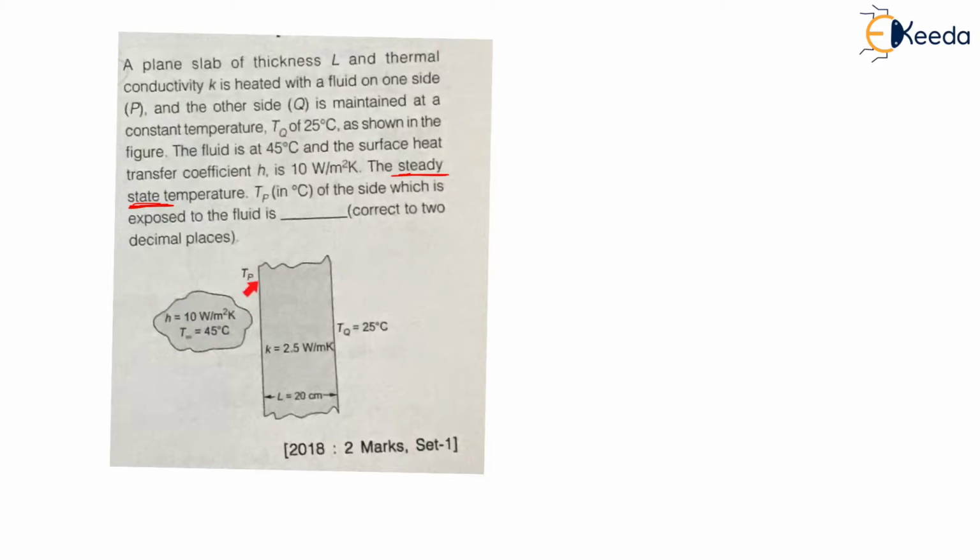Now here the question is to find this Tp, temperature of side P. Here left side is side P, right side is side Q, and they are asking what is the temperature of this P if it is a steady state heat transfer. Now my dear students, between this hot fluid, let us say there is a fluid with h of 10 watt per meter square Kelvin and temperature of fluid is 45 degrees Celsius. From this hot fluid to the solid surface at side P, there will be a convection heat transfer, right? Between them, there will be a convection heat transfer.